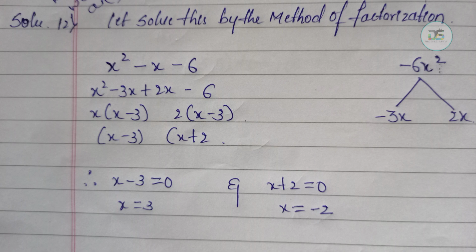Multiply first and last term, x² into −6, that is −6x². By factorization we get −3x into 2x. By putting this value in the place of x, we get x² − 3x + 2x − 6. By factorizing we get x − 3 = 0 and x + 2 = 0. So therefore x = 3 and x = −2.